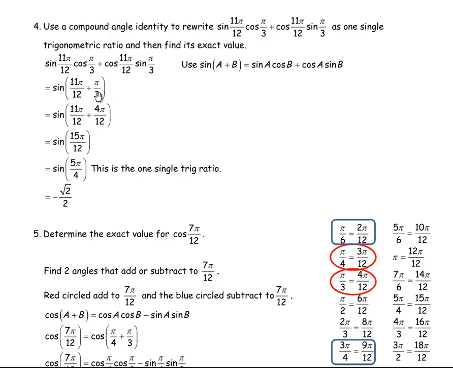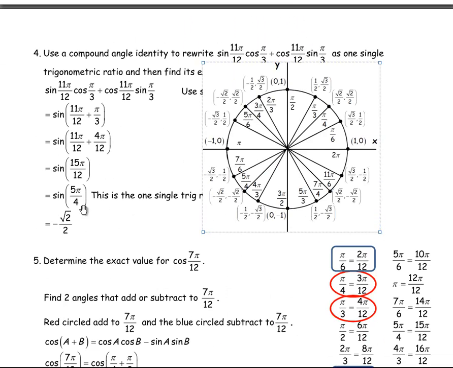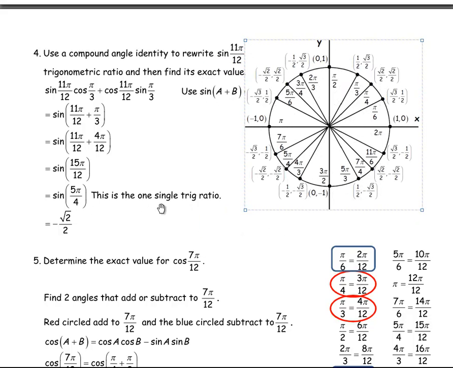And so in order to add these, we need a common denominator. So I've multiplied this one top and bottom by 4, so that changes into 4π/12. And so 11π and 4π is 15π, so it's 15π/12. And that will reduce because 3 divides into both of those, so we can reduce it to 5π/4. Now if we grab the unit circle again to evaluate, so that's how you write it as one single trig ratio. The sine of 5π/4, well, there's 5π/4 there. The sine is the y-coordinate, so that would equal negative root 2 over 2.